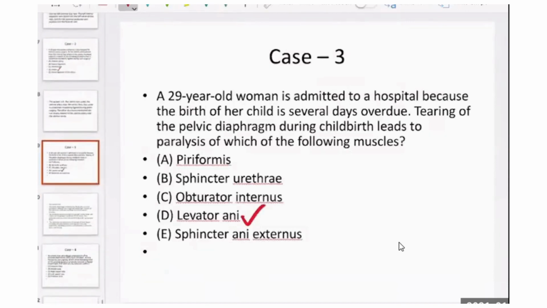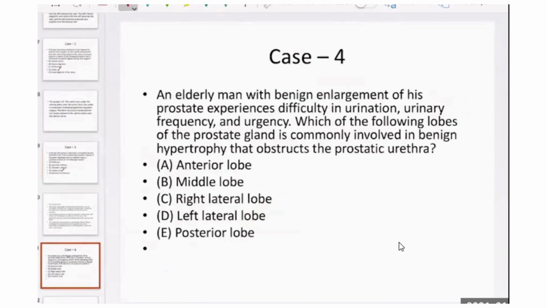An elderly man with benign enlargement of his prostate experienced difficulty in urination, urinary frequency and urgency. Which of the following lobes of the prostate is completely involved in benign hypertrophy that obstructs the posterior urethra? Be specific. Anterior is common for hypertrophy, but it is compressing the urethra for frequency and urgency.